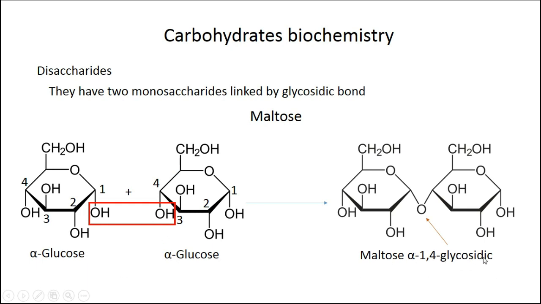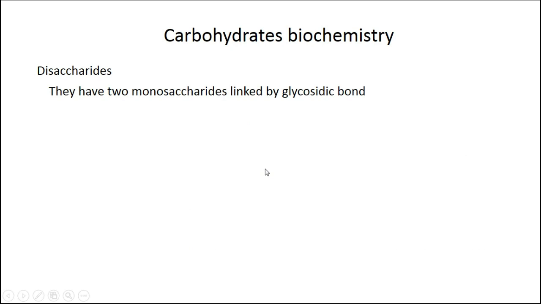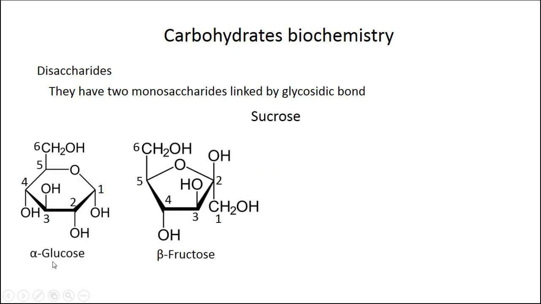1,4 glycosidic bond. The second disaccharide we have here is sucrose, and sucrose is formed of alpha glucose and beta fructose. And the reaction here is between the hydroxyl group of the first carbon of the alpha glucose and the hydroxyl group of the second carbon of the beta fructose. And that gives us sucrose.